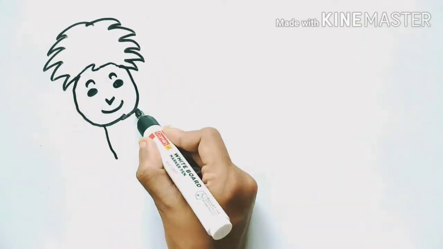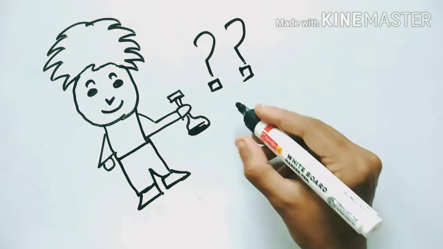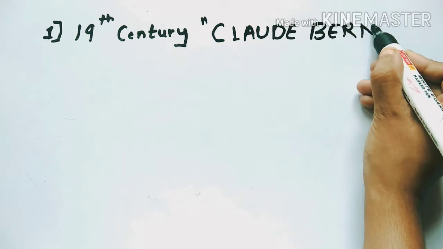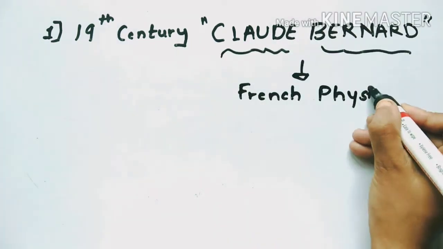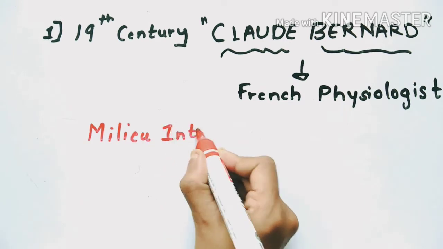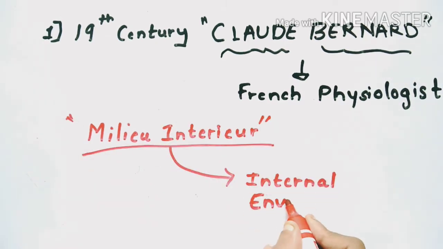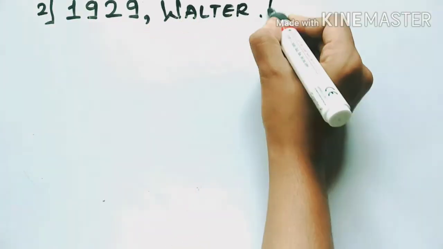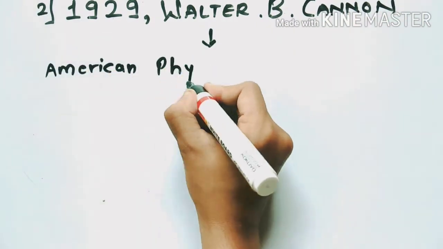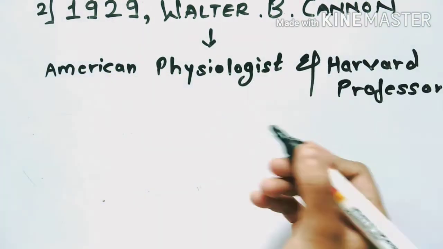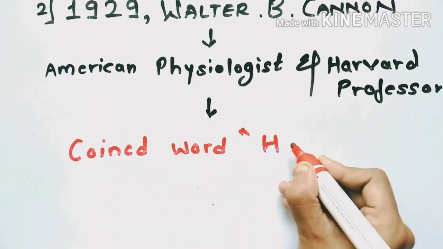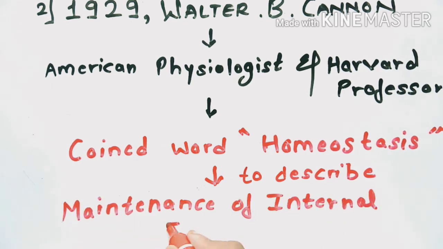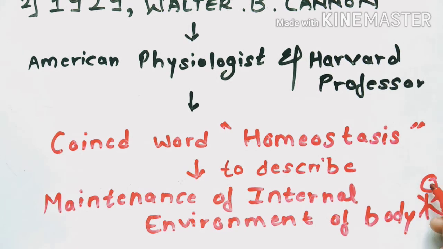Now let's talk about the scientific contribution, that is history of homeostasis. The first scientist in the contribution for homeostasis was Claude Bernard. He was a French physiologist. In the 19th century, he used to call milieu interieur as the internal environment of the body. The second physiologist is Walter B. Cannon. He was an American physiologist as well as a professor in Harvard. His work was in 1929. He coined the term homeostasis to describe maintenance of the internal environment of the body.